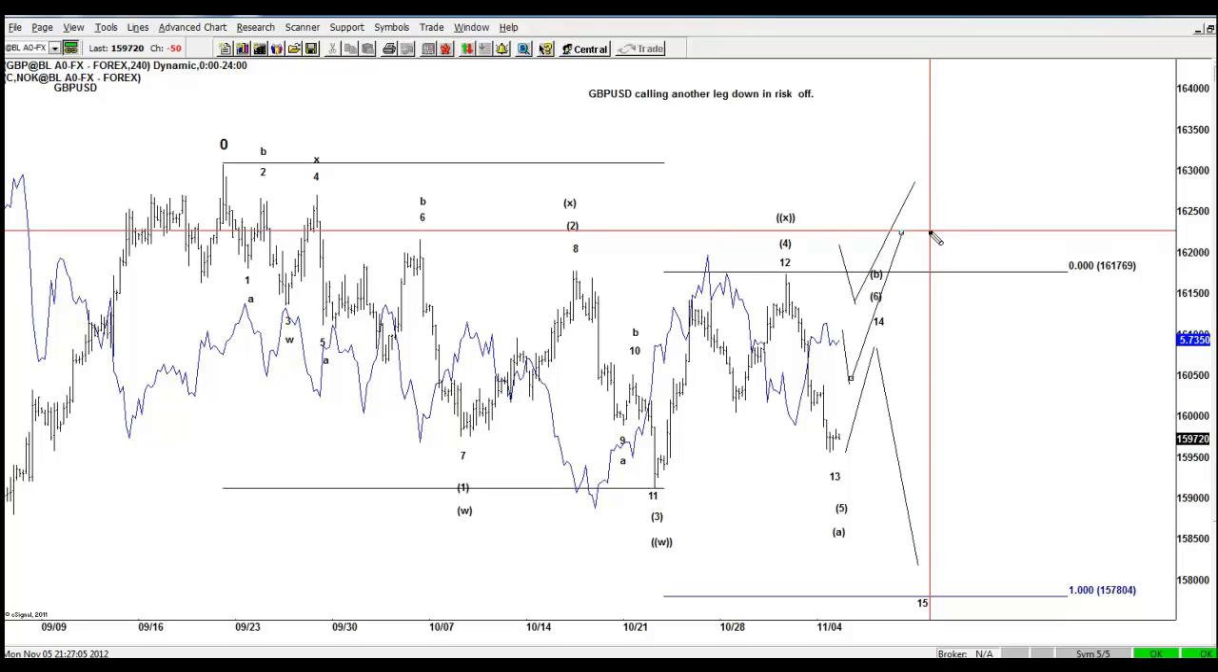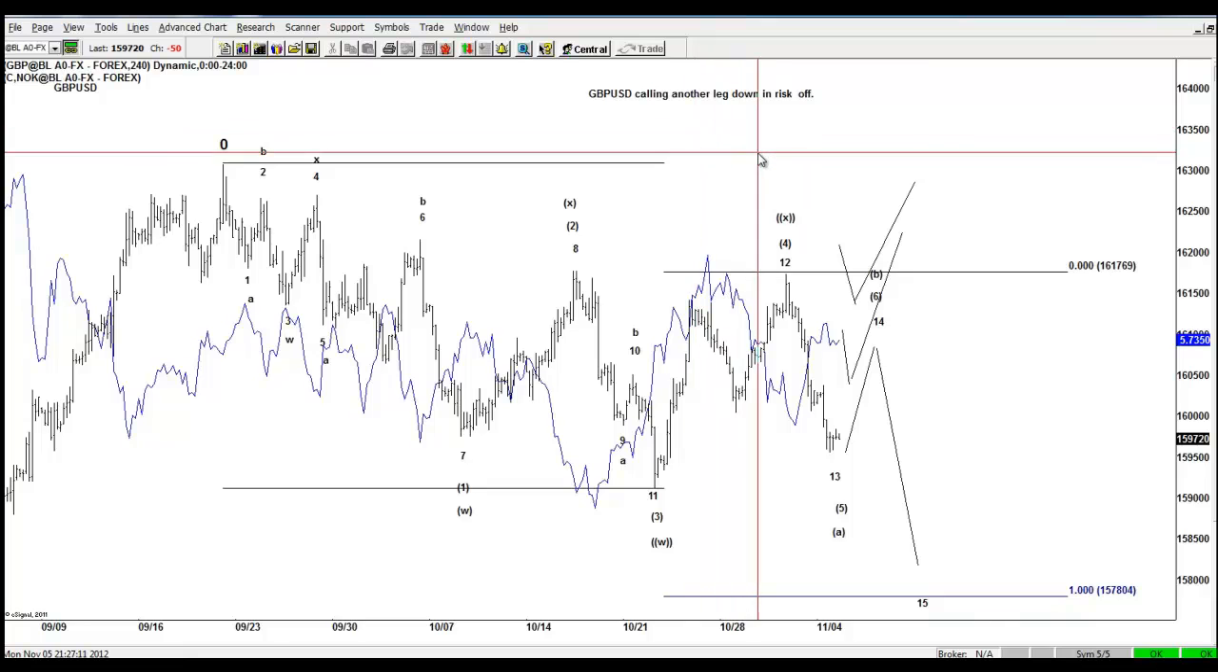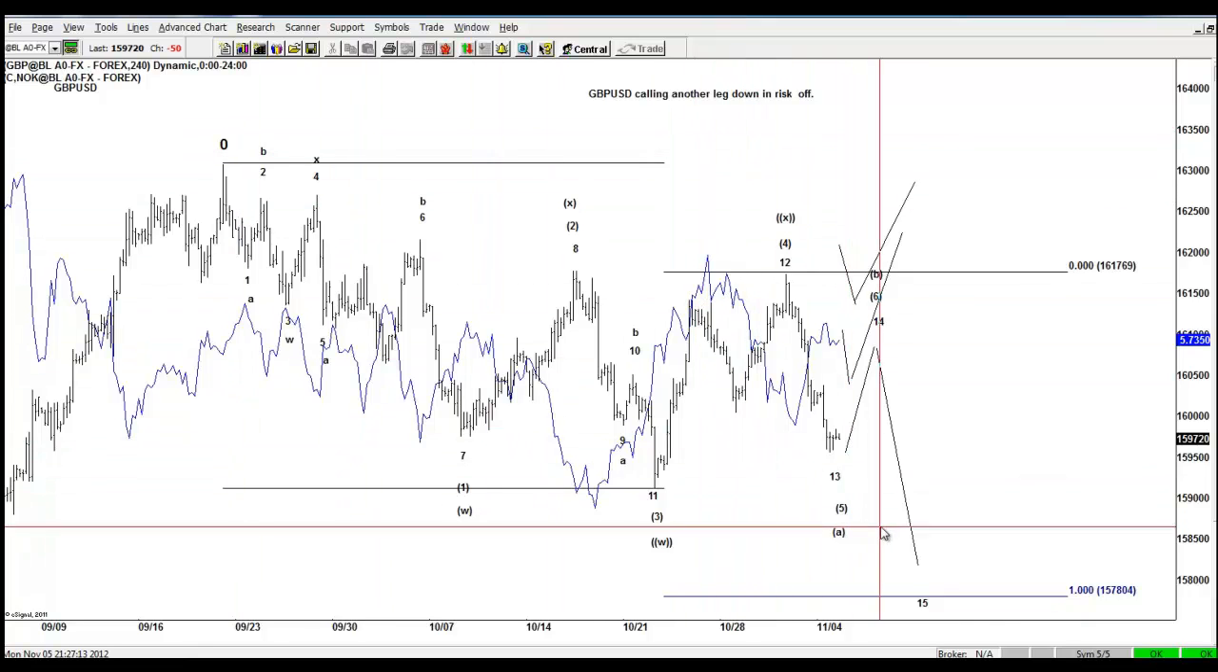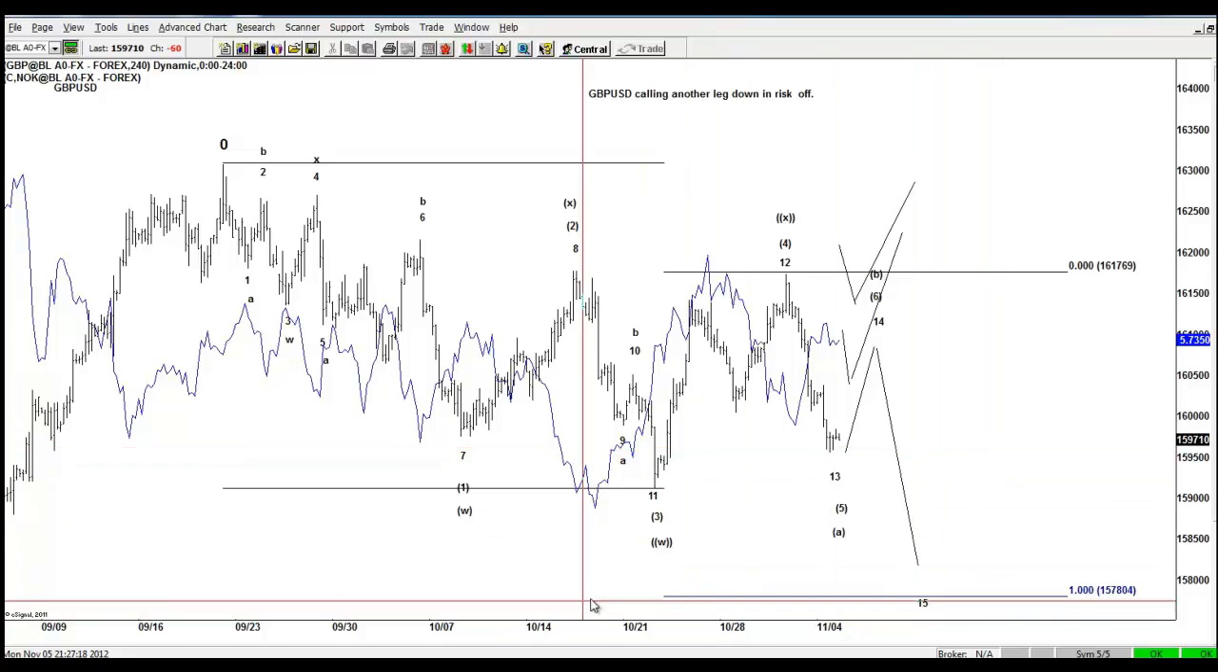So keep in mind that cable is the one that can be giving you guys the idea of where we are in the number of swings. We need a 15 swing in cable right here to be precise.